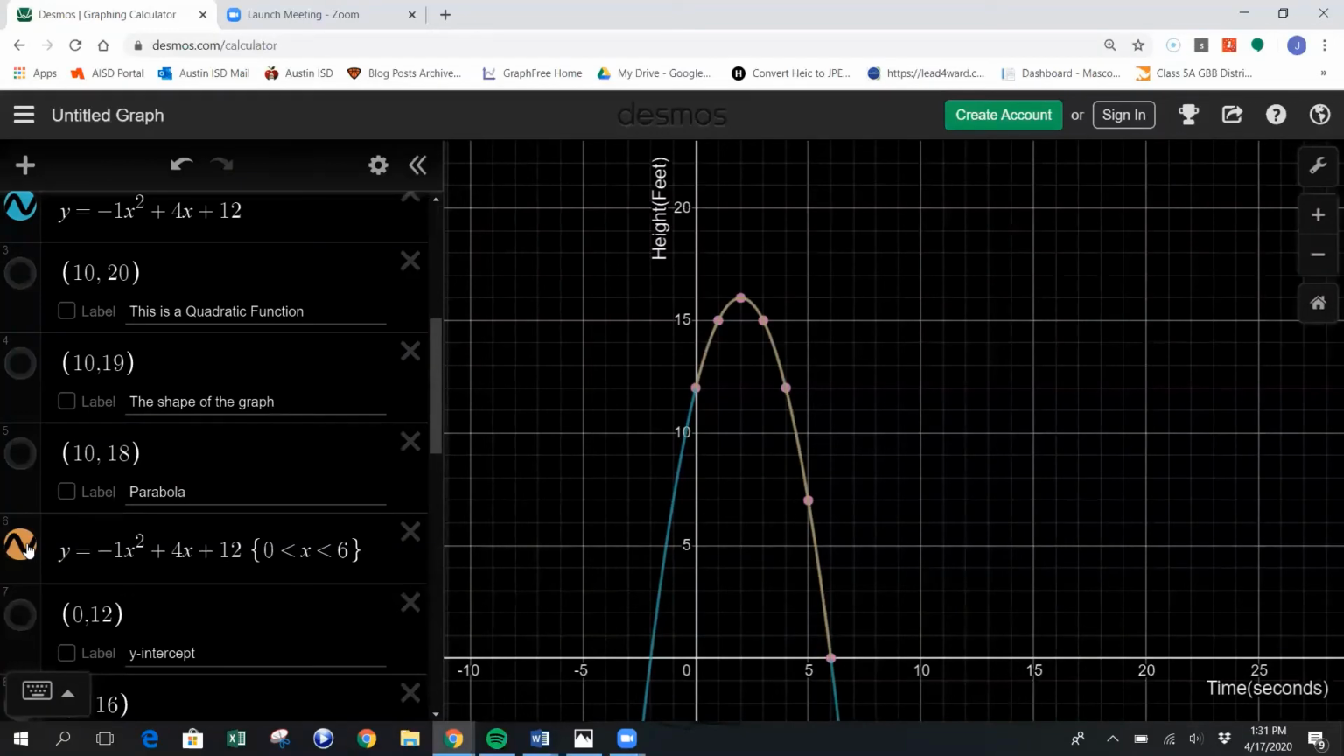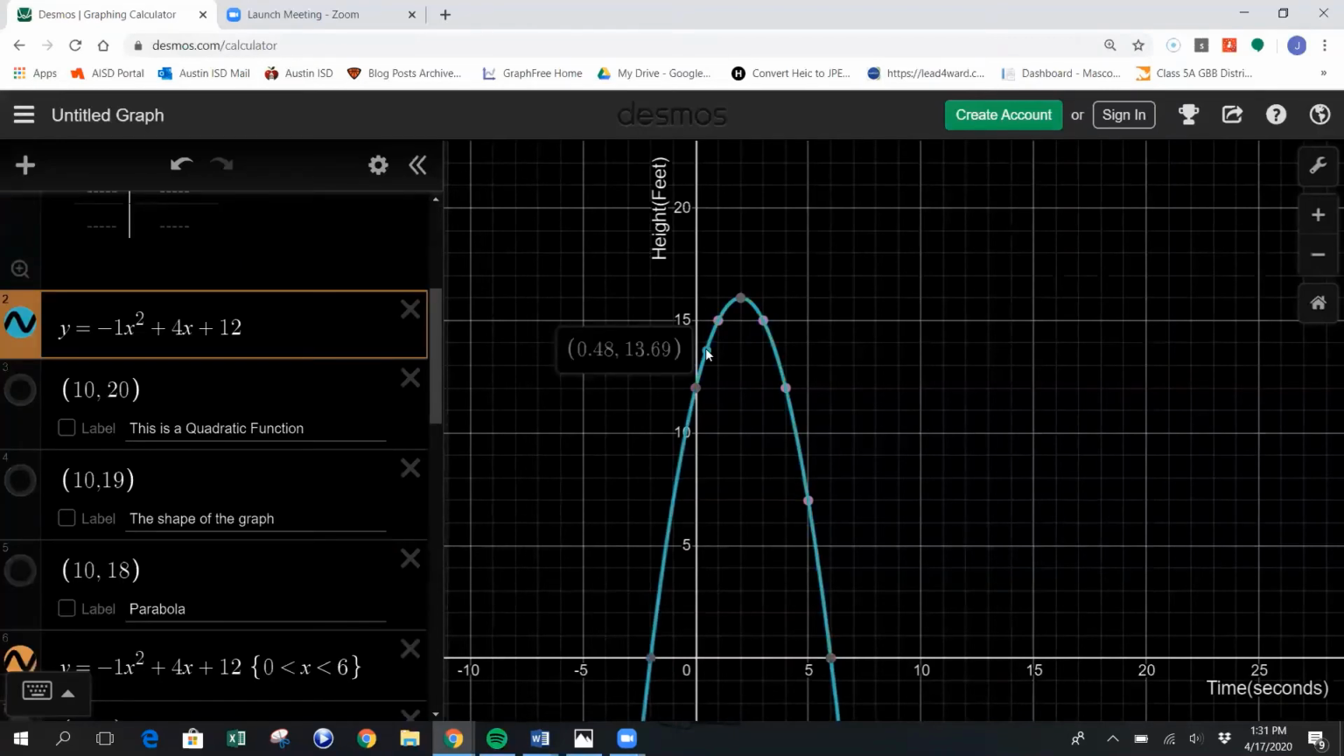What about the line? Should it be connected or should it just be dots? I would argue that it should be connected, because you can have points in between. You can have points, you know, in between our points at, like, let's say 0.5 seconds and a height of 13.75 feet. That makes sense. The parachute doesn't jump all the way from 12 feet to 15 feet. It slowly increases as it's being thrown. So we want to connect our points.